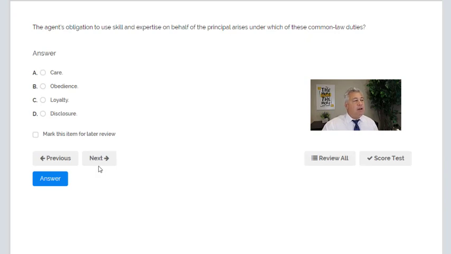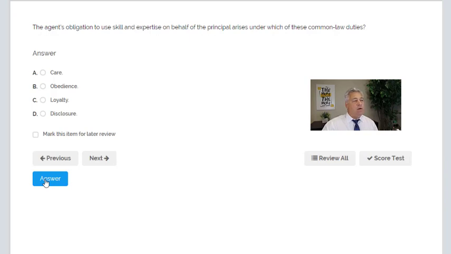The agent's obligation to use skill and expertise on behalf of the principal arises under which of these common law duties? If you remember our acronym, COLD AC, the common law duties of an agent: care, obedience, loyalty, disclosure, accounting, and confidentiality, with the acronym COLD AC to help us remember. Which one of those duties requires the agent to use skill and expertise on behalf of the principal?